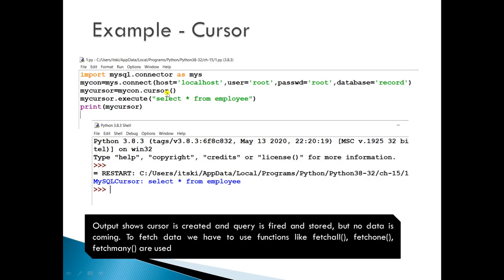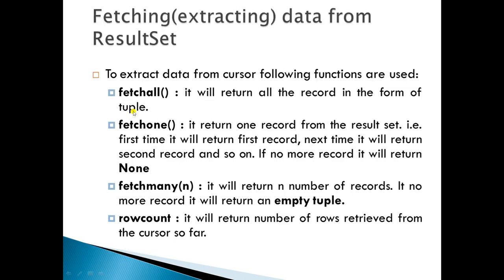Next is the example of the cursor. Here you have cursor equal to mycon.cursor. The function is called. Now you have to execute your query so that it will give you the answer. But here it is not printing the query. For printing the query, you need to fetch the data from the record. For that you use these functions: fetchall, fetchone, fetchmany, and rowcount. Rowcount will return the number of rows retrieved from the cursor.